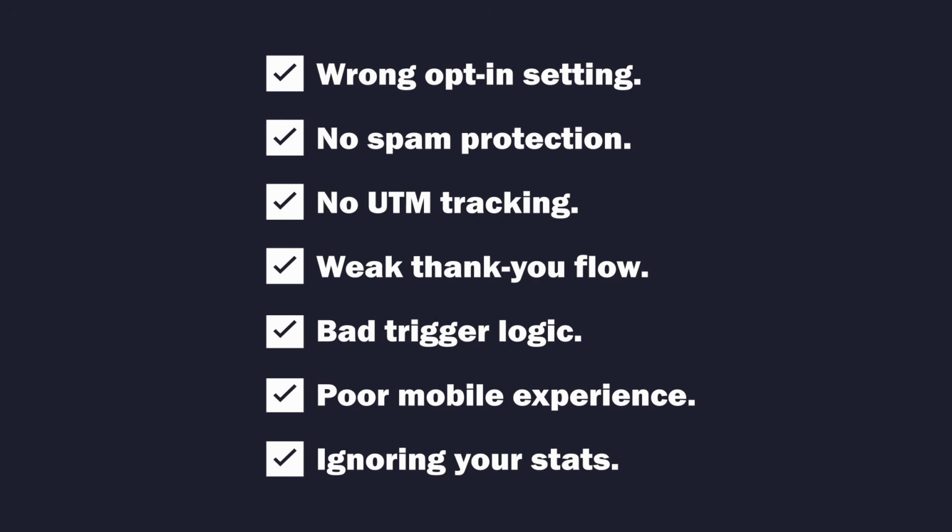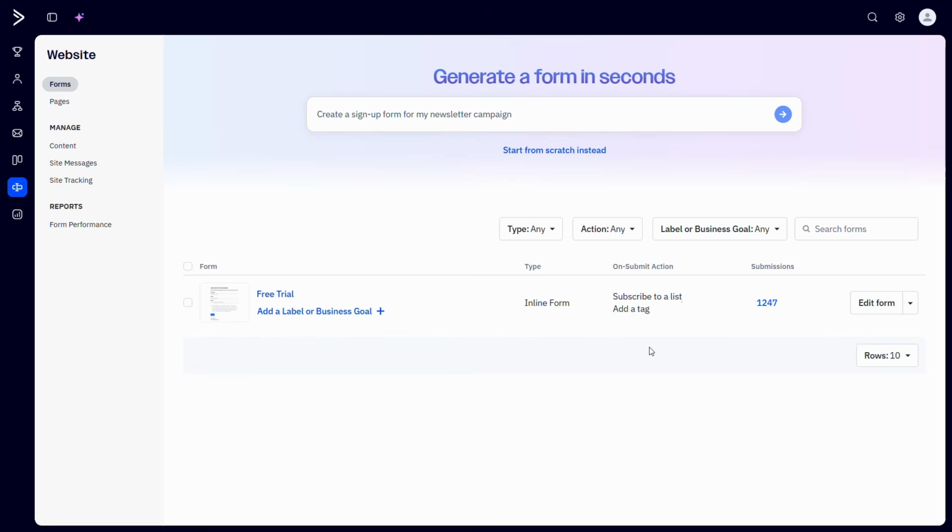Mistake 5, bad trigger logic. Allow reruns and add engagement checks. Mistake 6, poor mobile experience. Test it, simplify it, make it tappable. Mistake 7, ignoring your stats. Make it a monthly habit. Pick your highest traffic form, open it right now, and go through this list. Each fix takes minutes. And cleaning up all 7 of these mistakes will meaningfully increase the leads that actually make it into your automations.